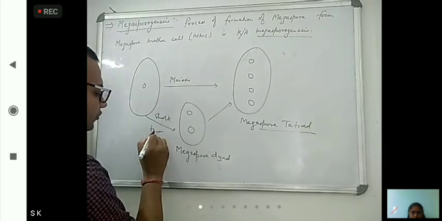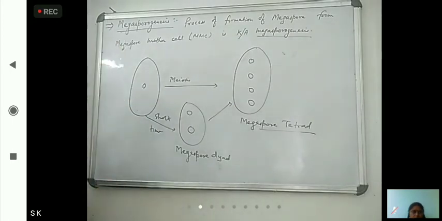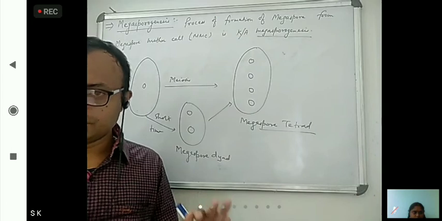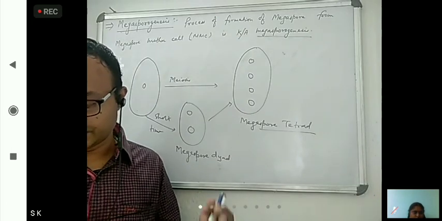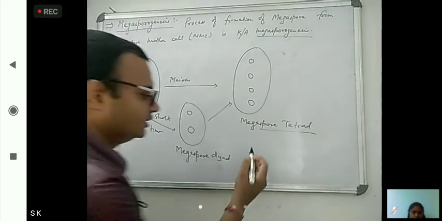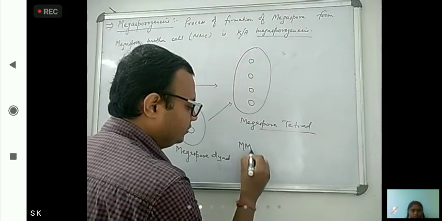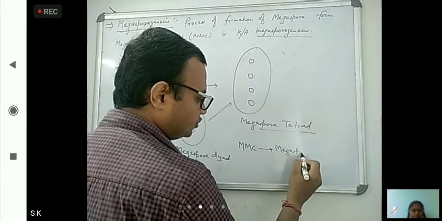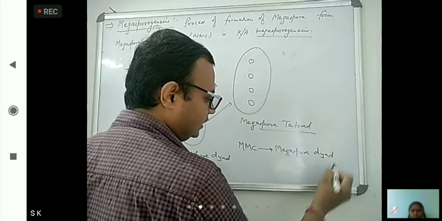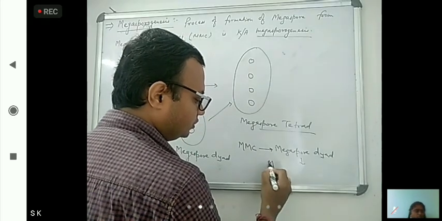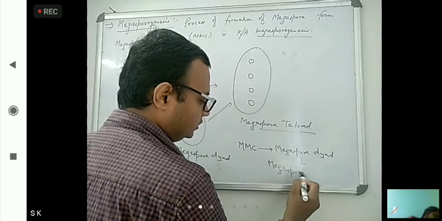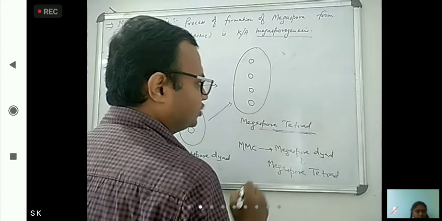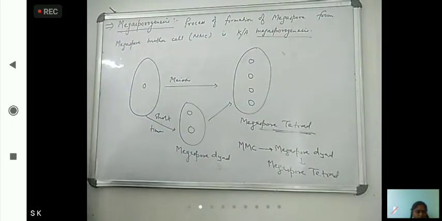Okay. So if we are developing this, what can we say? Mother cell first develops into dyad and then it develops into tetrad. So what is the process? First is megaspore mother cell. It develops into megaspore dyad and then it develops into megaspore tetrad. Okay, this 4-celled stage is there.